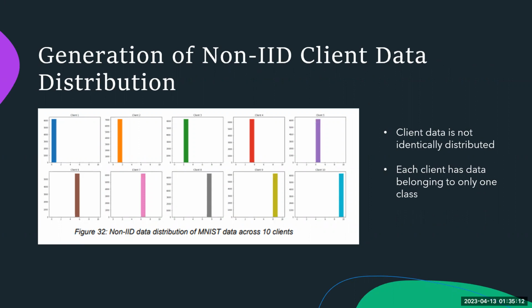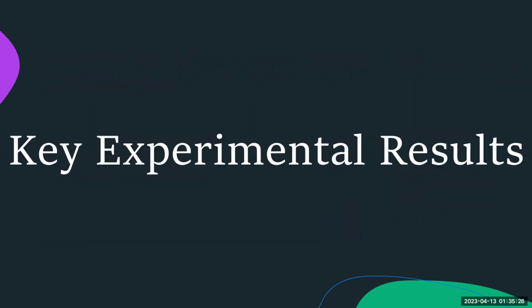Thus, the client's data is not identically distributed. For example, client 1 only has data from class 1 and client 2 only has data from class 2. The non-IID client data distribution of MNIST across 10 clients is shown on this slide. Now that we've covered basic components, let's see some key experiments and their results.